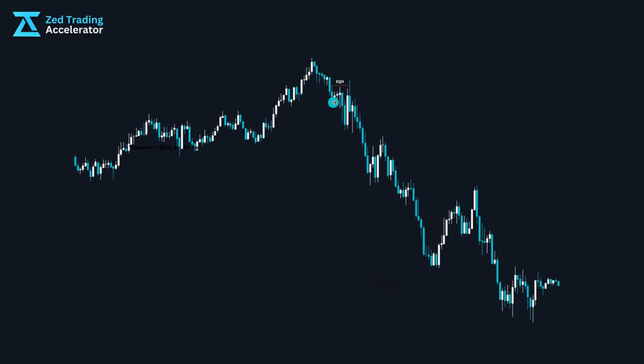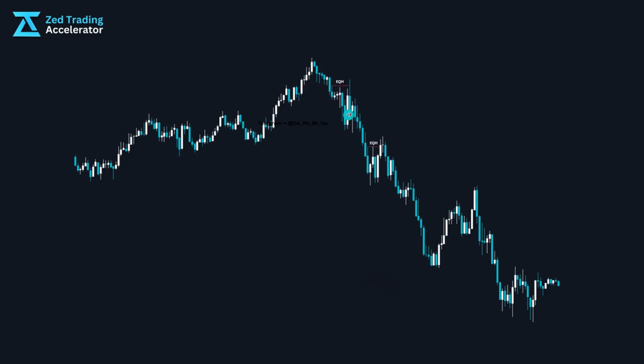Then we retraced into that fair value gap right here. As we can see, we respected that inverse fair value gap. The price respected that, then we went lower. But the price went up, taking out that liquidity right here. After taking out that liquidity, the price continued lower. That is 100% manipulation, right?